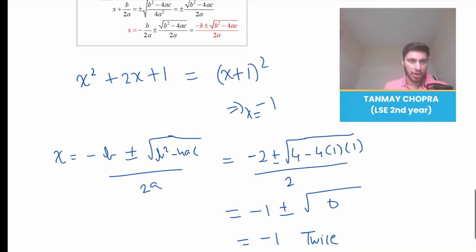One more last point I want to make here before we continue is that if this expression inside the square root sign was negative, let's say negative 25, then there are no real solutions. Why? Because how do you square root negative 25? So that's it.